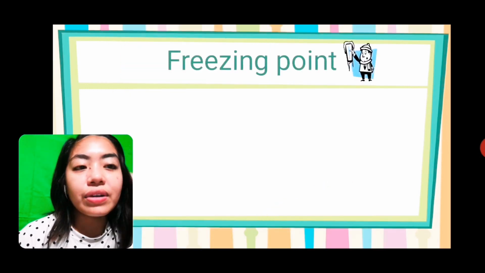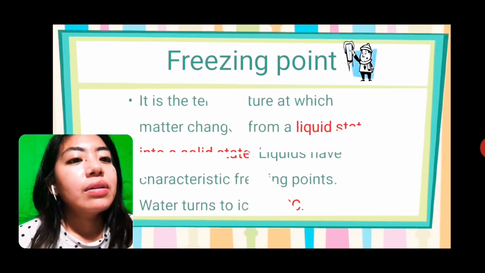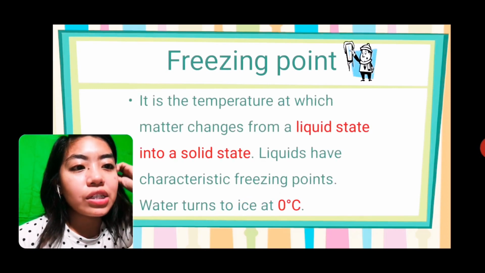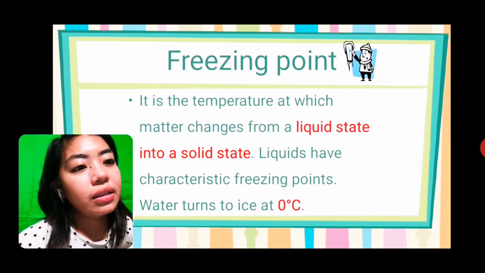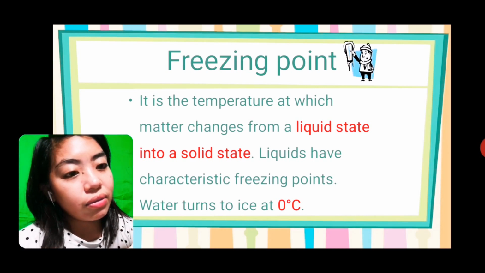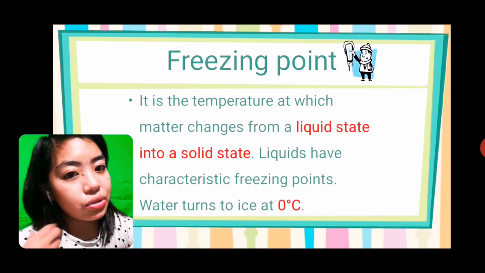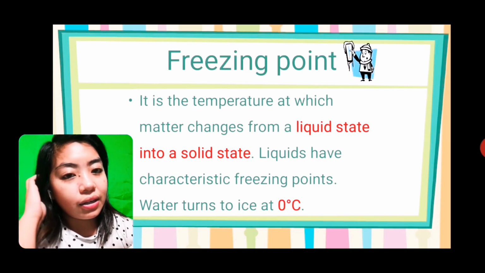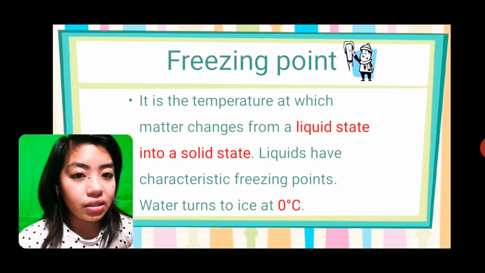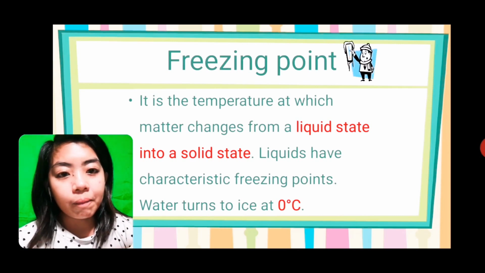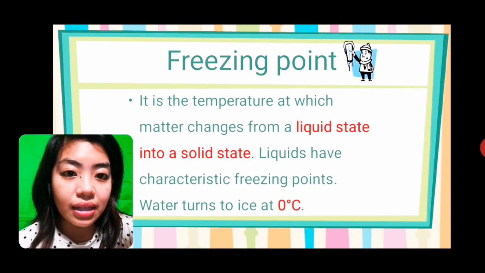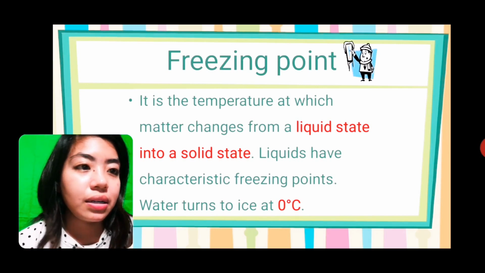Next is freezing point. Freezing point is the temperature at which matter changes from liquid to solid state. So, when we cool water, it turns to ice at 0 degrees Celsius. If ever you put water in your freezer and it froze, it means it reached 0 degrees Celsius.